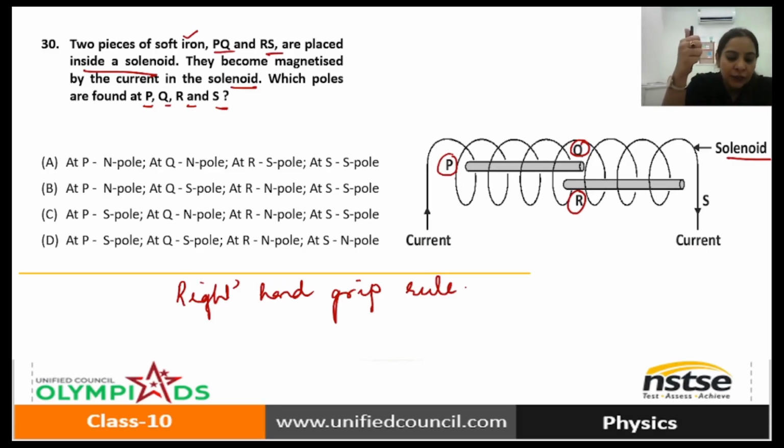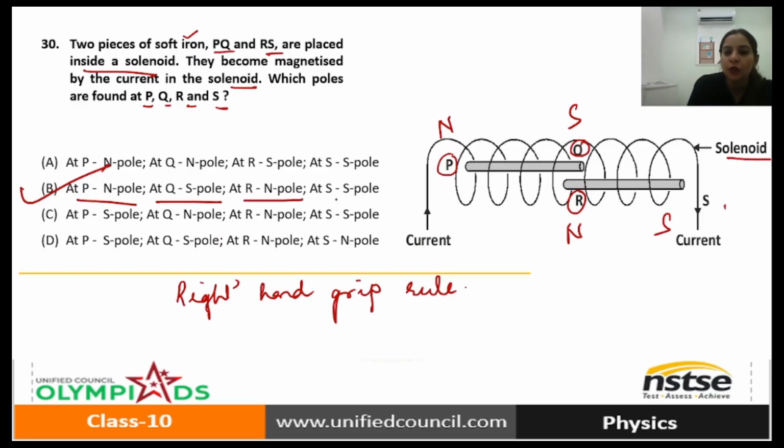Okay, so if you use this rule, you can find out that in the given figure P is acting as a north pole and Q is acting as a south pole. Same way, R is acting as a north pole and S is acting as a south pole. So the option that will be correct would be the one where P acts as a north pole, Q as a south pole, R as a north pole and S again as a south pole. So here in this case option B is correct.